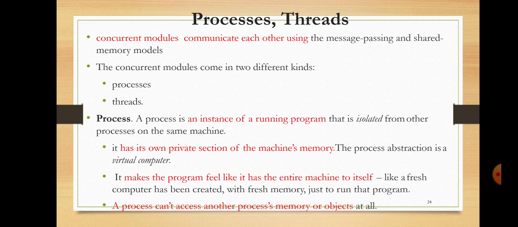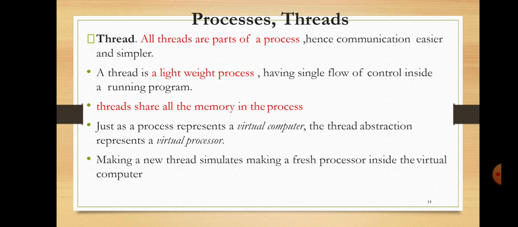Then the memory of each process cannot be shared among themselves. Next is thread. All threads are part of a process, hence communication is easier and simpler. A thread is a lightweight process having a single flow of control inside a running program.